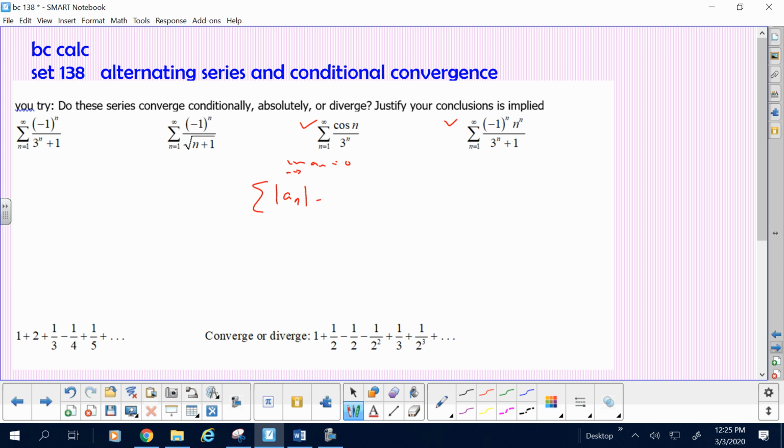Now that is still the absolute value of cosine of n over 3 to the n, yeah? It's not cosine of pi n, it's cosine of n. Wait, why does it matter when they're not multiplied by a number? Because cosine of 1 radian is not the same as cosine of 1 pi. If you did cosine of 1 radian, it's about here. Is cosine positive or negative there? Positive. Cosine 2 radians is about here. Negative. Cosine 3 radians is about here. Is cosine positive or negative there?